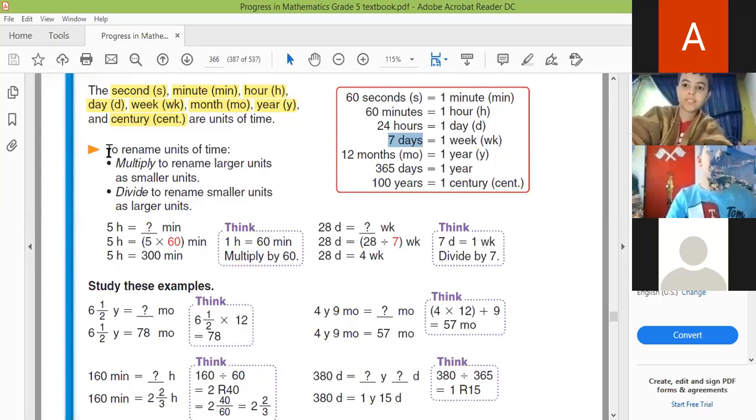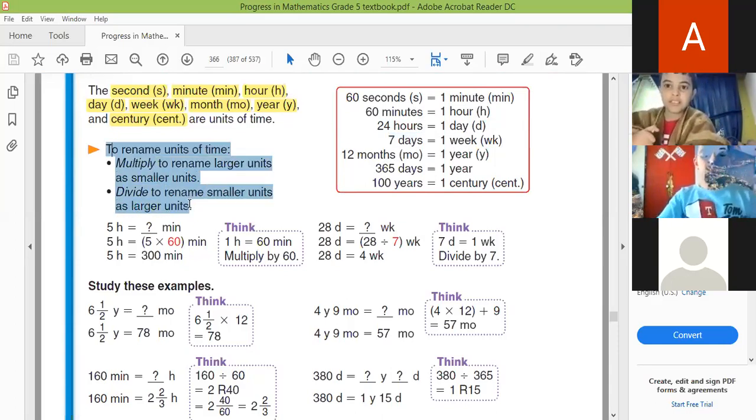Ahmed, could you please read this one, which I have highlighted. To rename units of time, multiply to rename larger units as smaller units, divide to rename smaller units as larger units. Who will explain to me? What does it mean? Okay, Ahmed, tell me.